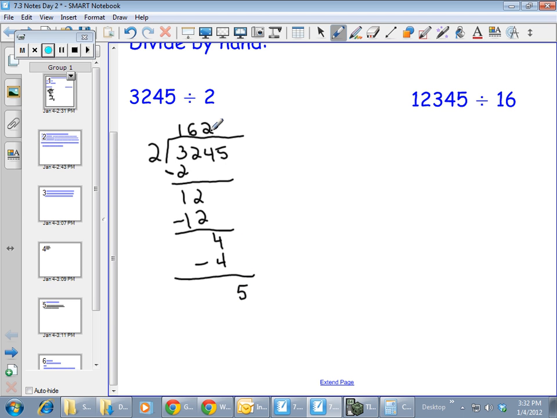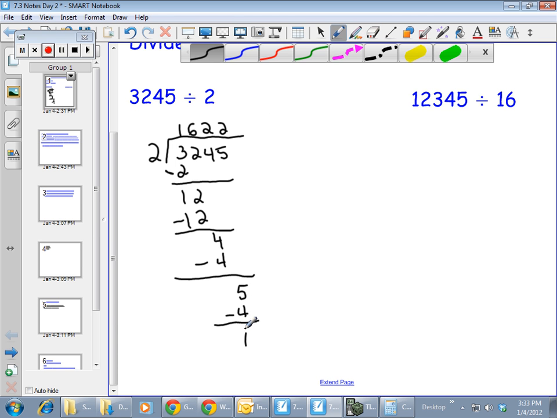2 goes into 5 2 times. 2 times 2 is 4. Subtract, and we get 1. 2 does not go into 1, so back when we learned this, we said 1,622 with a remainder of 1. And then as you got older, you realized, instead of writing remainder of 1, it's really 1 out of 2, so we write 1,622 and 1/2.